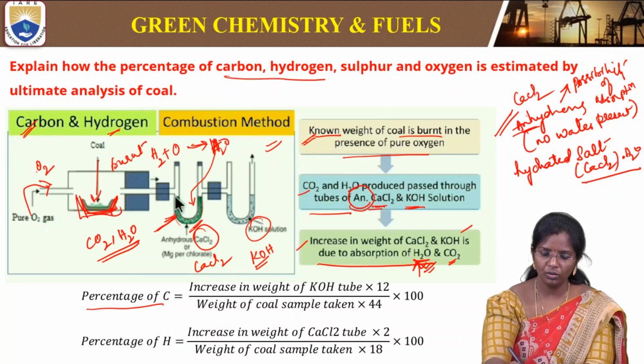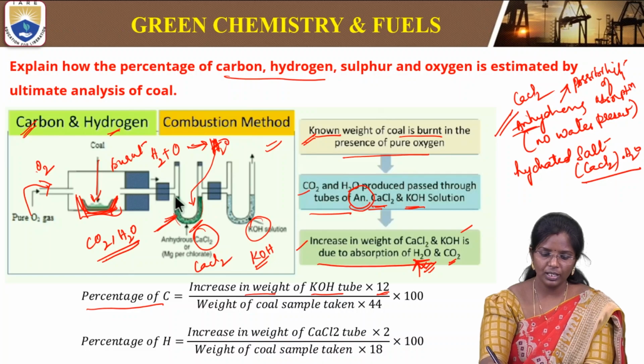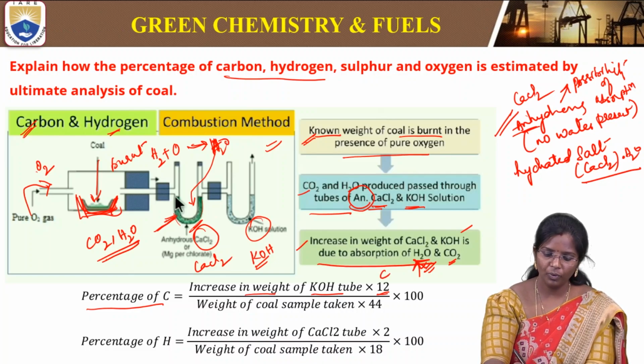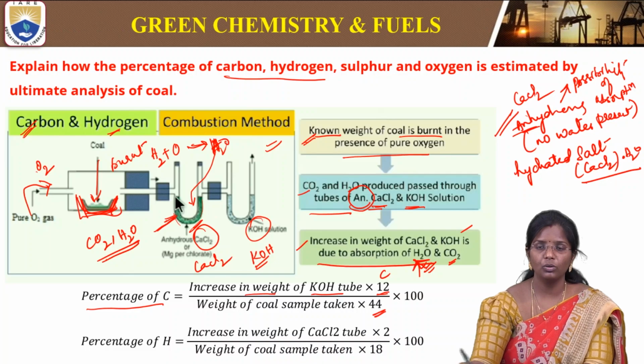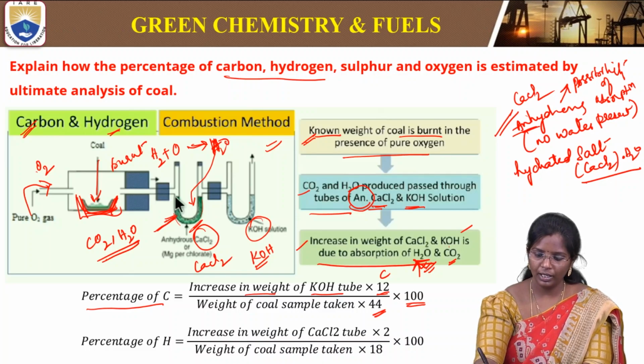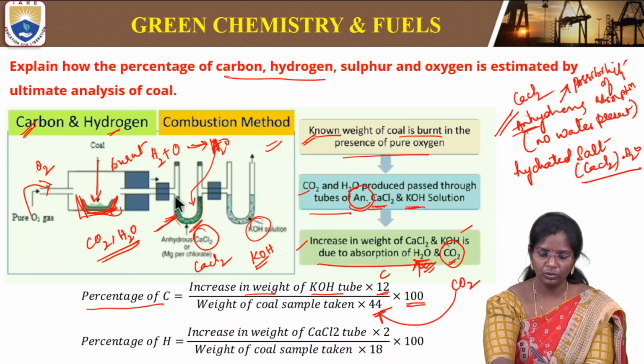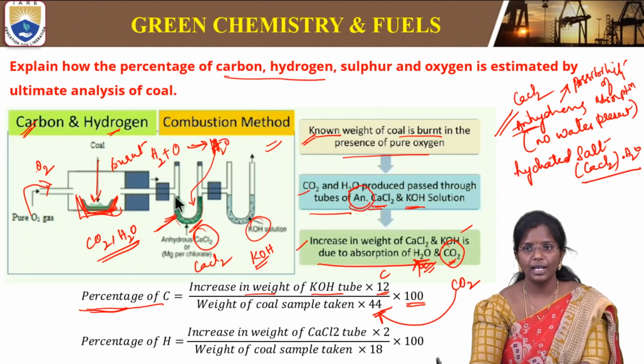Percentage of carbon is equal to increase in weight of KOH tube into 12, that is the atomic weight of carbon, by weight of the coal sample taken, into 44, the molecular weight of carbon dioxide, into 100. Okay, so that is how this formula will be used. Percentage of carbon is equal to increase in weight of KOH into 12 by weight of the coal sample taken into 44 into 100. So therefore we get the percentage of carbon.